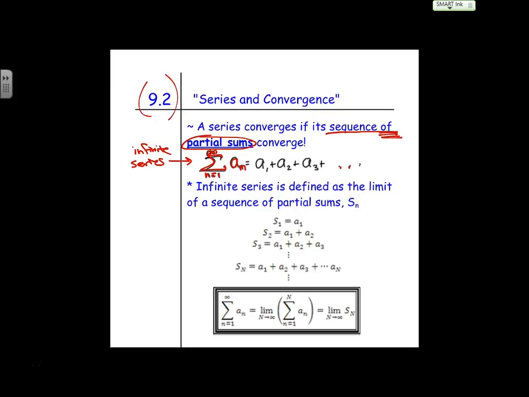Now, here's partial sums. These are the important guys. The first partial sum is the first term. The second partial sum is the first term plus the second term. The third partial sum is the first term plus second term plus the third term, etc., to the nth partial sum, the sum of the first n terms. However, an infinite series just keeps going.